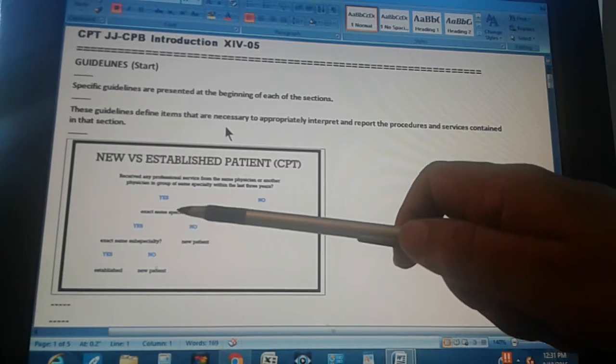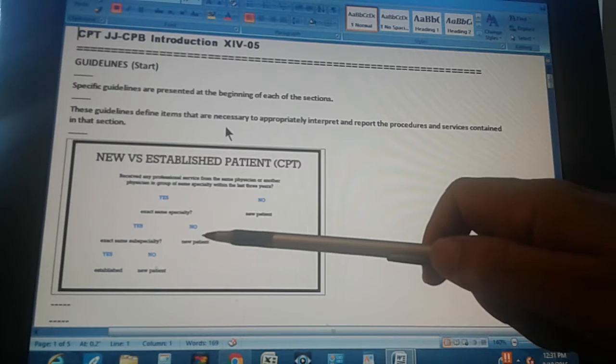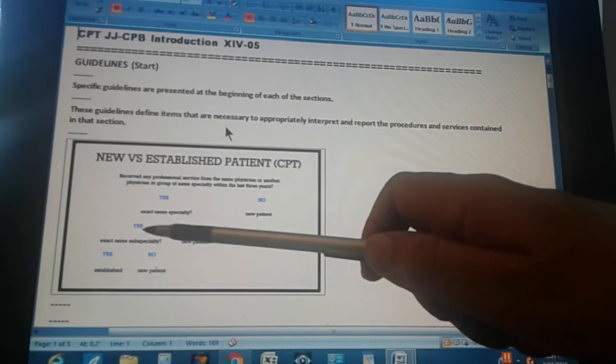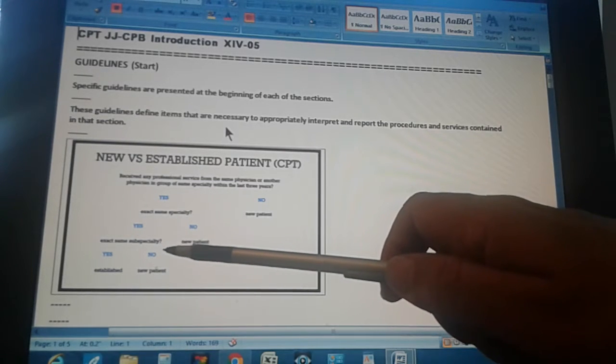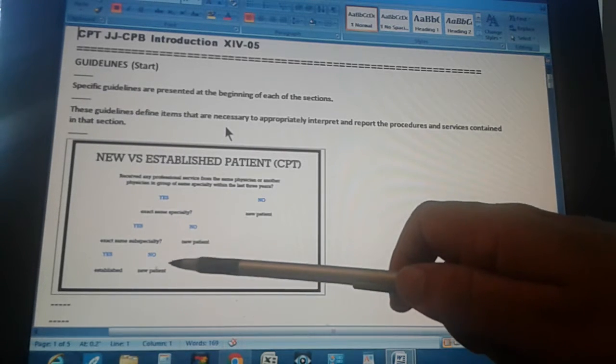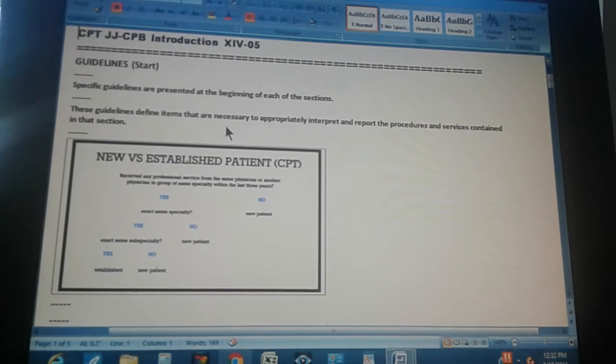Was that the exact same specialty? If the answer is no, that's a new patient. If the answer is yes, you answer another question. Was it the exact same subspecialty? If the answer is no, that's a new patient. If the answer is yes, then it's an established patient. So, for an established patient, you have to have seen a physician in the last 3 years with the same specialty and same subspecialty. That's basically what it says.